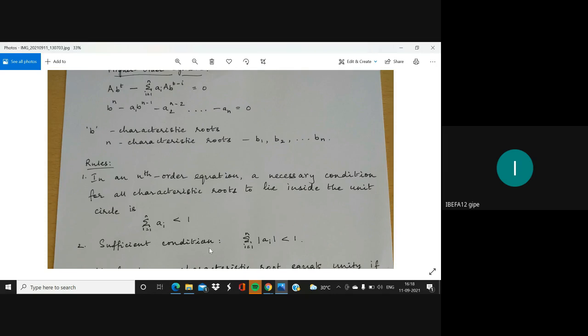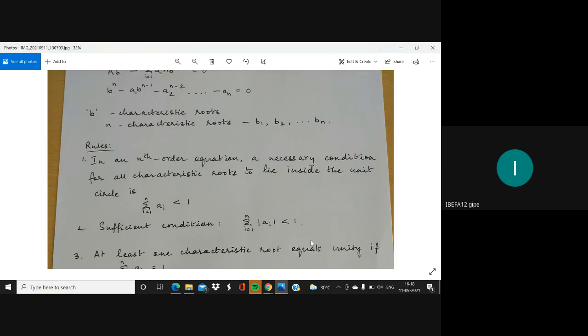Now, what is the sufficient condition? If you sum up all the absolute values of the autoregressive coefficients, that sum should be less than 1. So if these two conditions are satisfied, then we say that the time series will be stationary.